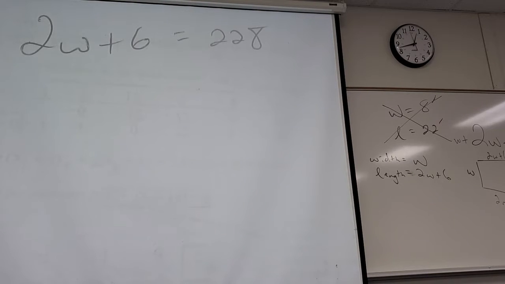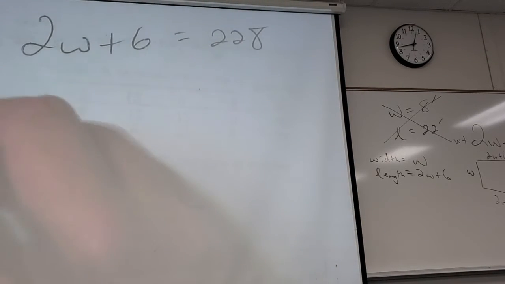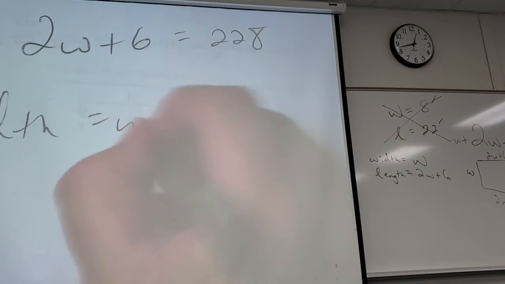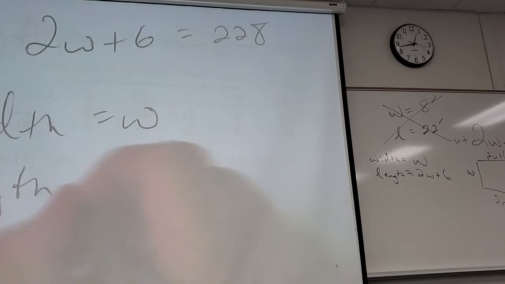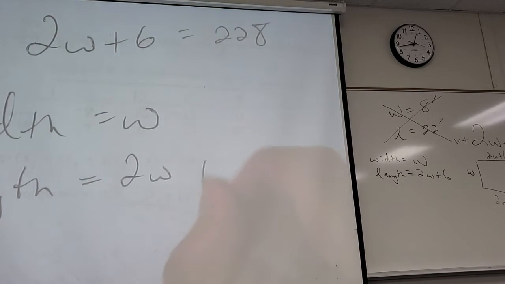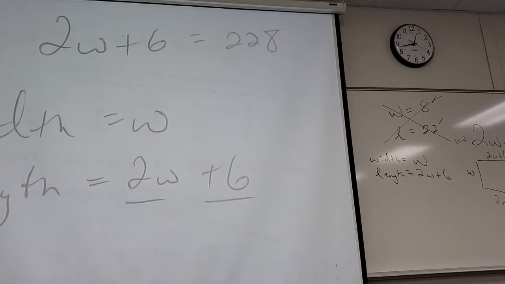Does it go all the way around the picture? So again, we know that our width, we're going to call it W because we have no idea what it is, but I have to know what it is to be able to build the length. So then the length is 6 more than twice the width.